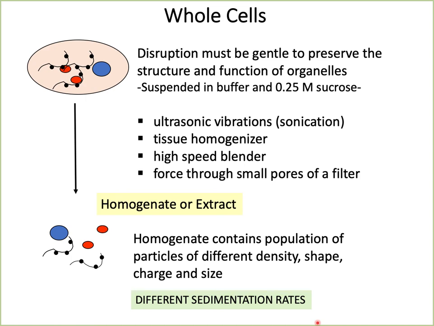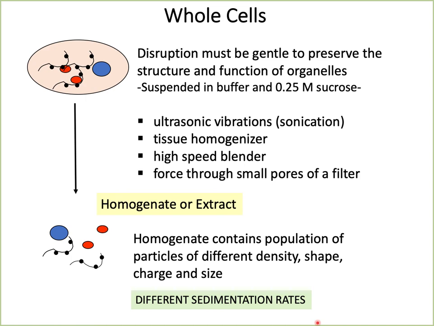So once you disrupt the cells, you have what is called a homogenate. Homogenate is sometimes called an extract as well. The homogenate contains a mixed population of particles of different density, shape, charge, and size.